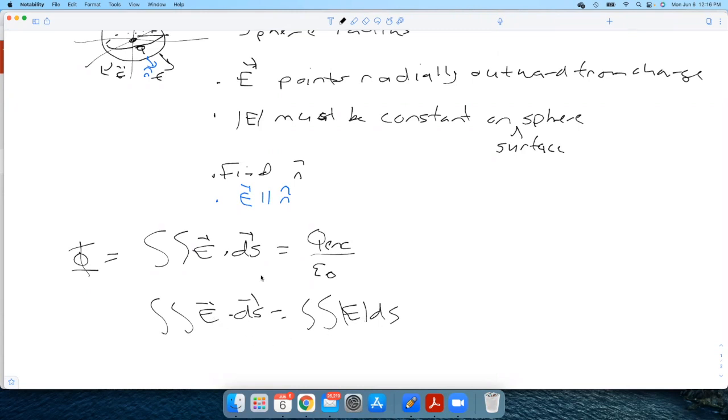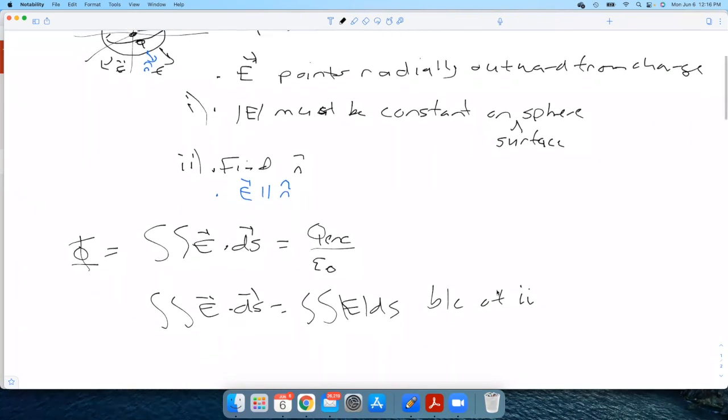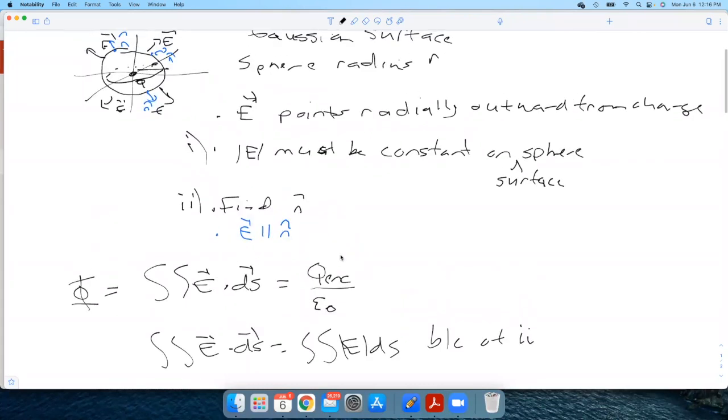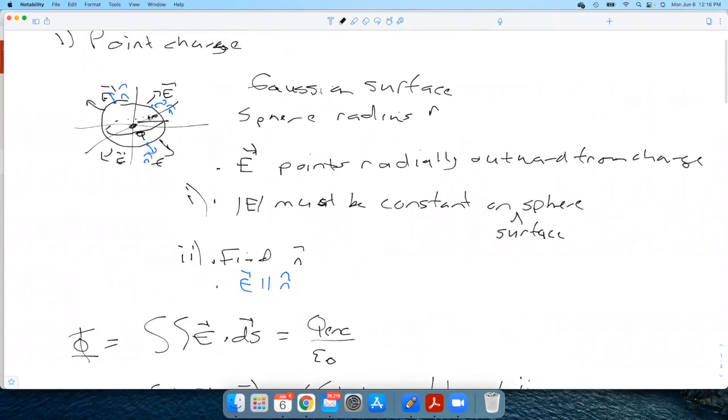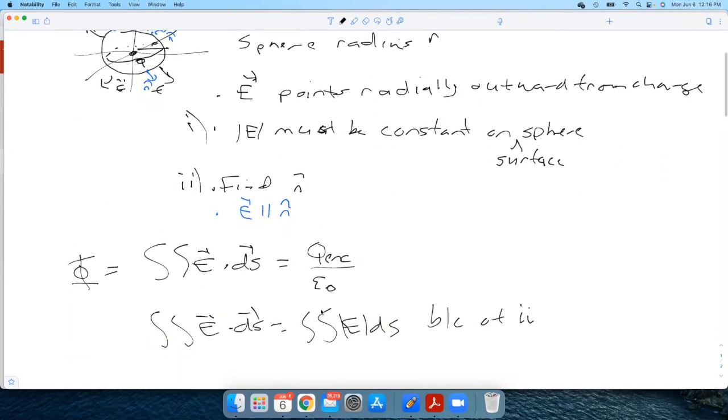I was able to make this step because of this line right here. So maybe we'll number these: I, and double I. So because of double I. If I'd picked a different Gaussian surface, that wouldn't be true. If I'd picked a cylindrical surface, E and n would not be parallel everywhere, and I wouldn't be able to do anything. Wouldn't even be able to make this first step.